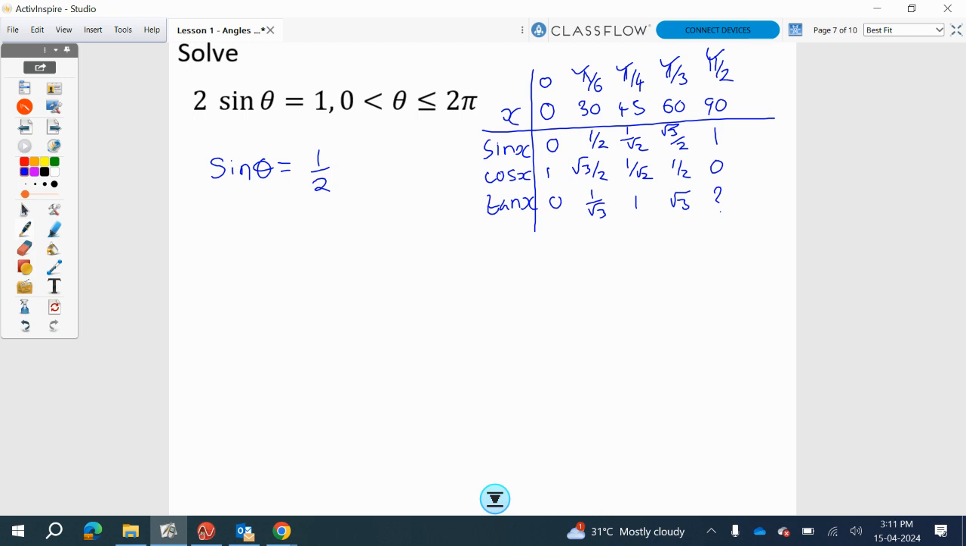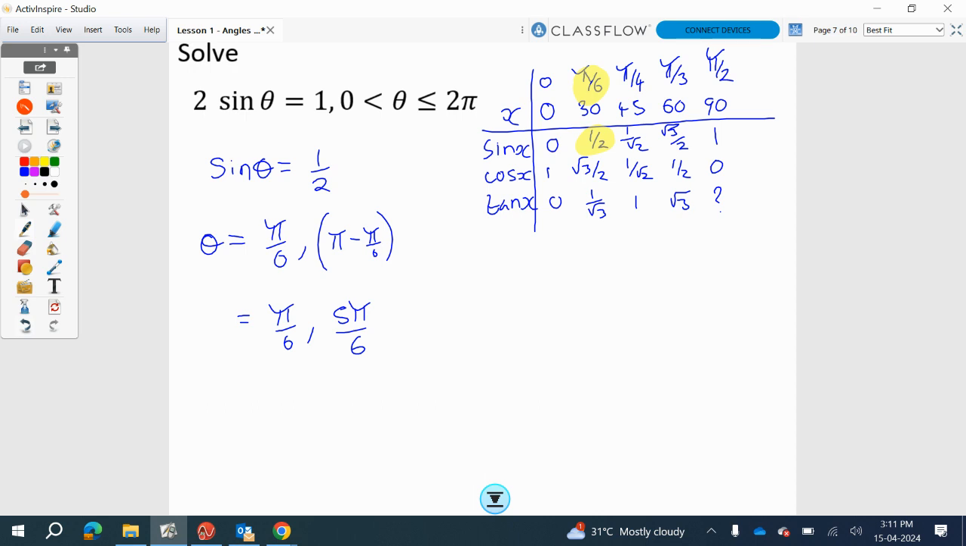So what we've got here means that theta is equal to this. So we've got two possibilities. Theta is equal to pi over 6 or 180, which is pi minus pi over 6. Pi is 6 pi over 6, so this is pi over 6, 5 pi over 6.